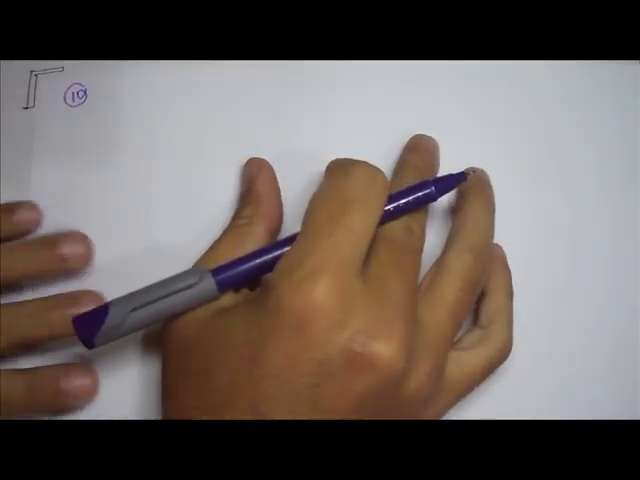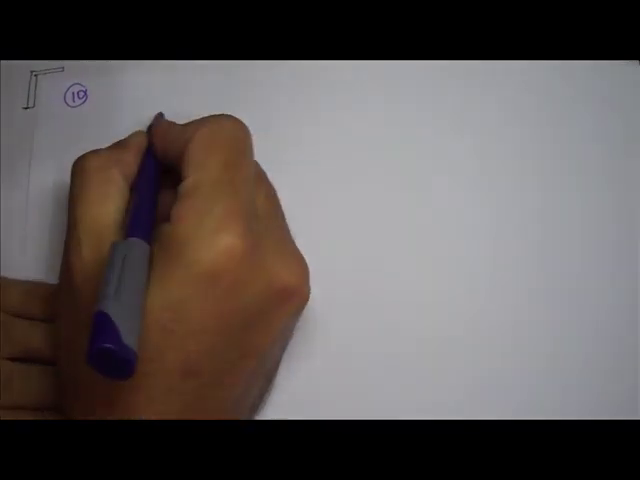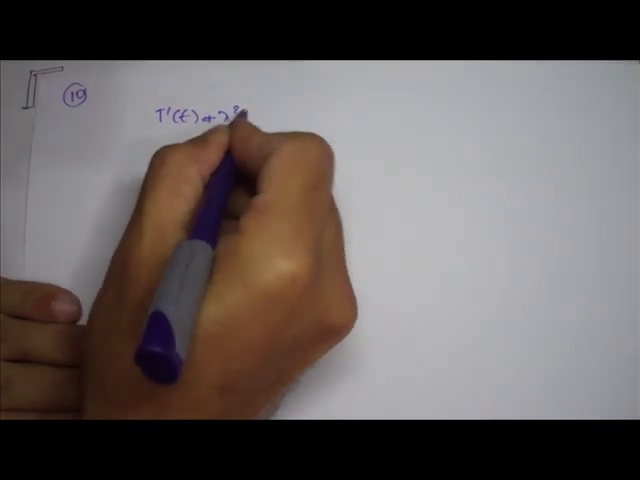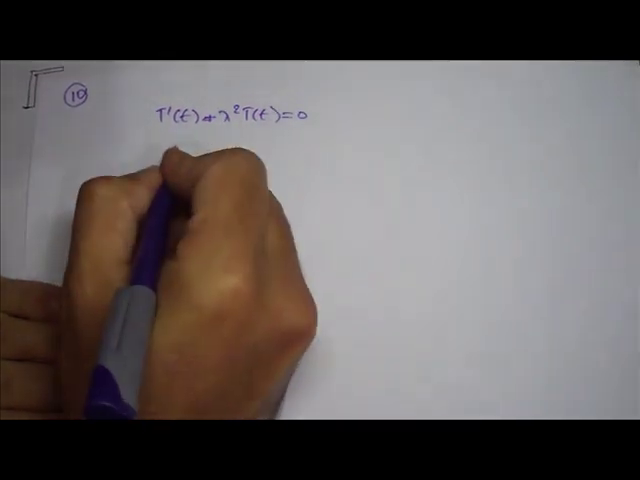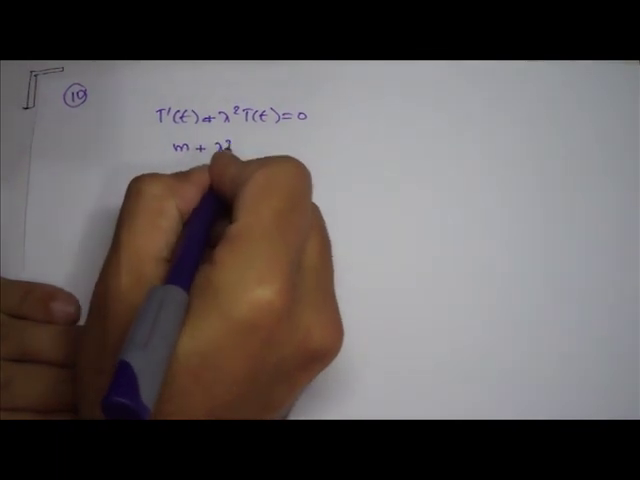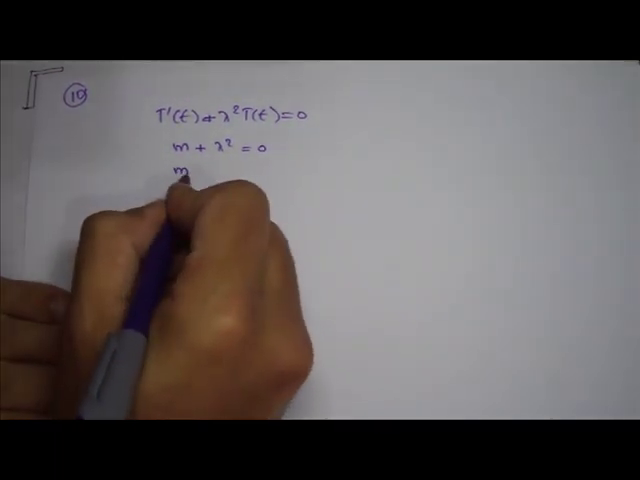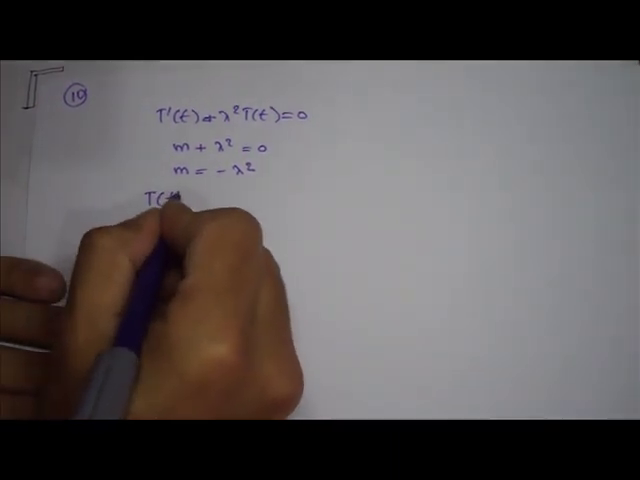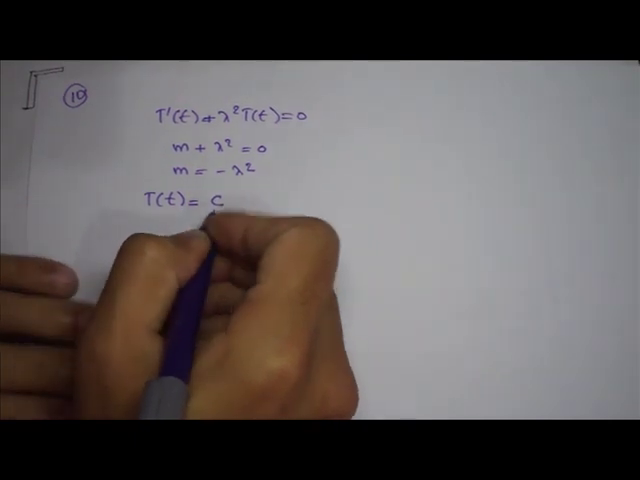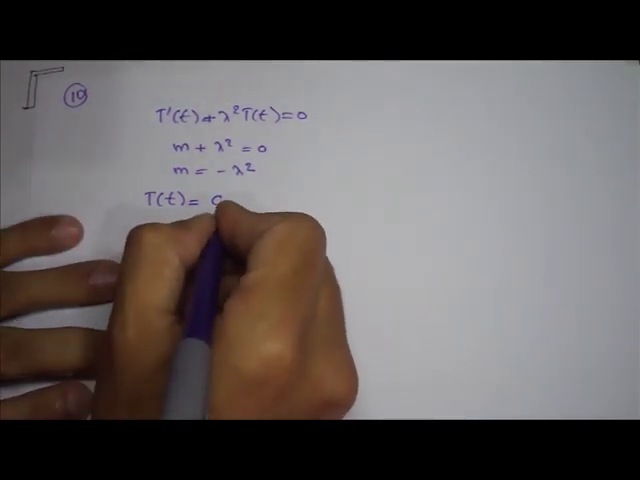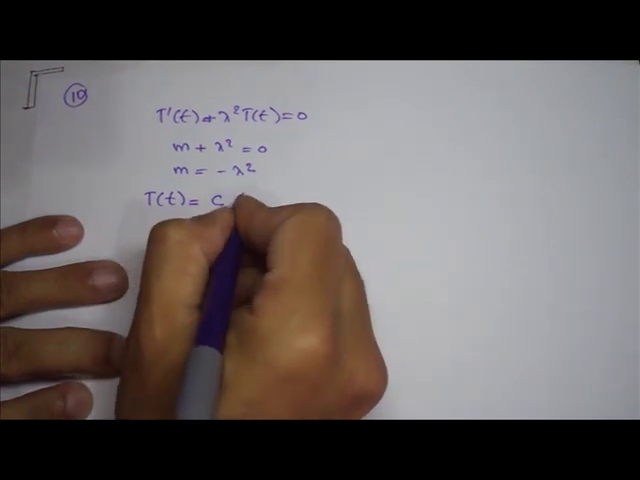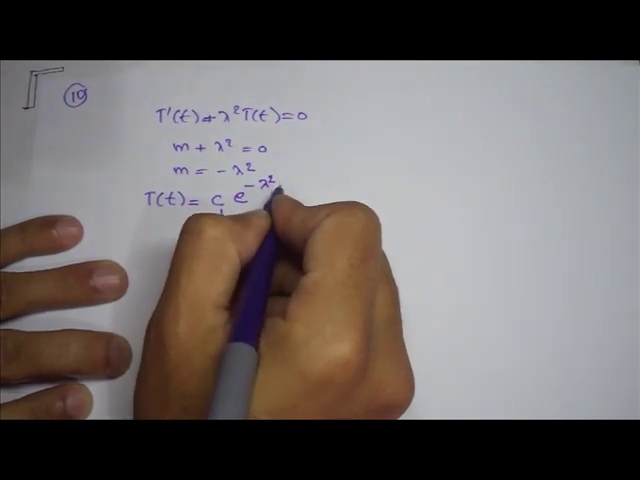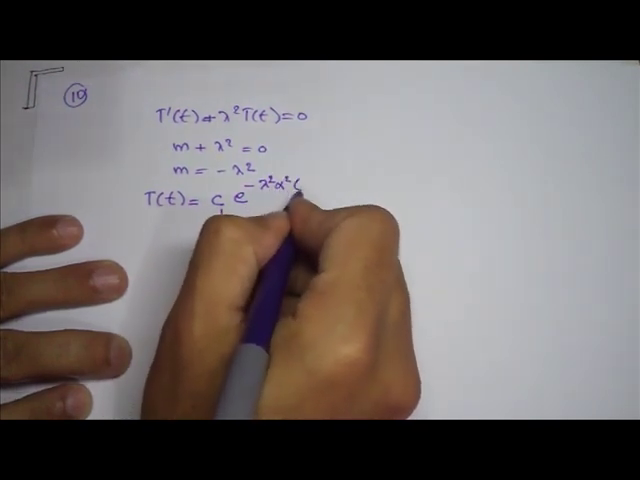Now let's solve the first order equation, T dash of t plus lambda square T of t is equal to 0. The auxiliary equation is m plus lambda square is equal to 0, which gives m is equal to minus lambda square. So the solution T of t is equal to c1 e power minus lambda square alpha square t.